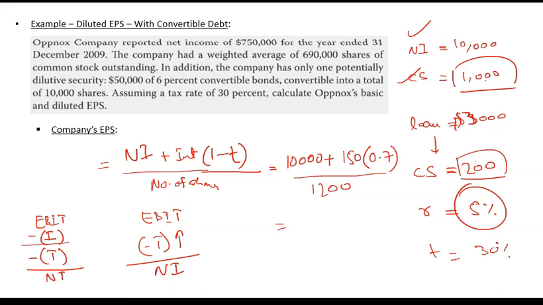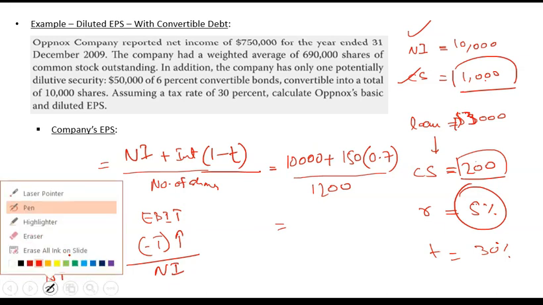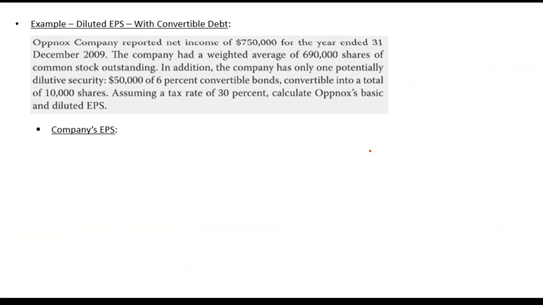Any confusion in this conversion or in this calculation? Okay, so here is an example for you to do. Net income of 750,000 for the year ended 31st December 2009. Weighted average number of shares were 690,000 common shares, and 50,000 of 6% convertible bonds, convertible to a total of 10,000 shares. So basic EPS will simply be your reported net income, that is 750,000, divided by the number of shares, that is 690,000. This is your basic EPS.